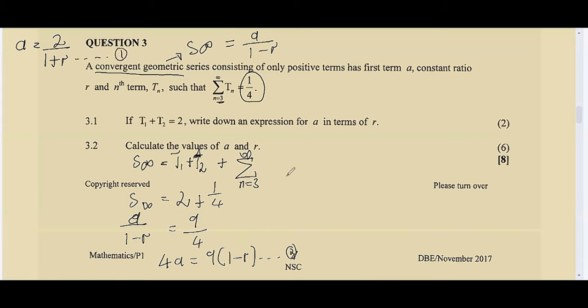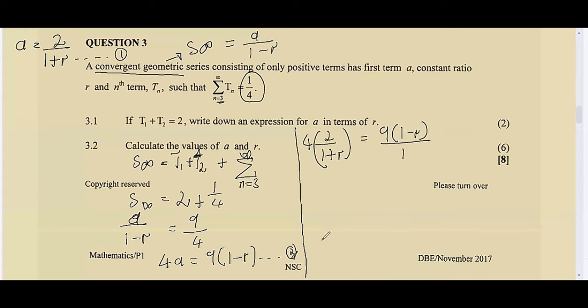So there's a reason why I told you to save that solution from the previous question. Now you can see that we have A here, and our A in 3.1 was expressed as 2 over 1 plus R. So that means in the position of A in equation number 2, I can just substitute equation number 1 there. So substitute this expression. Therefore, I will have 4, and then in bracket 2 over 1 plus R, and then that equals 9, bracket 1 minus R, over 1.